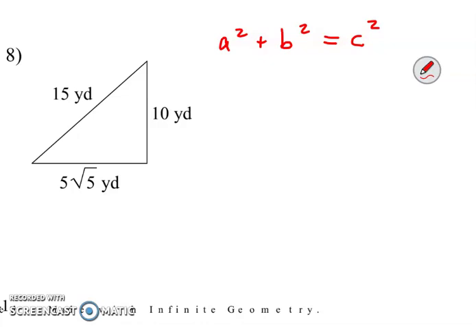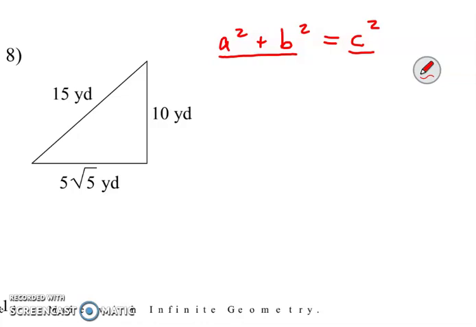But if it's not, if, let's say, the left side, a squared plus b squared, is larger, it would be an acute triangle. If the right side is larger, if c squared by itself is larger, then it would be an obtuse triangle. So we're going to plug stuff in here to see if it's really balanced out. If it's really equal, then it's a right triangle.